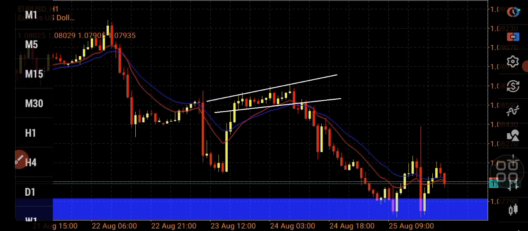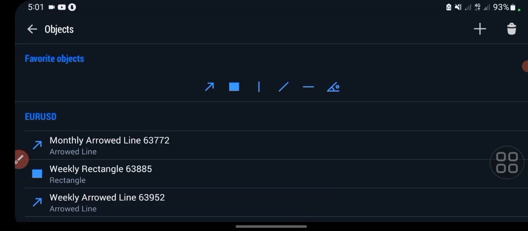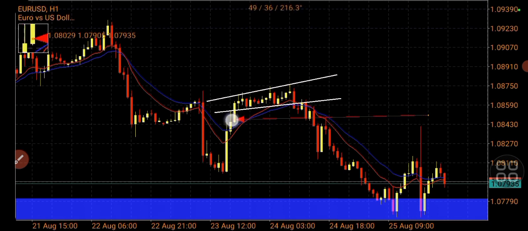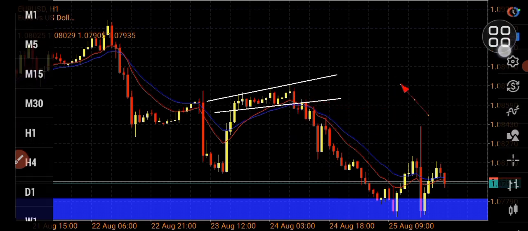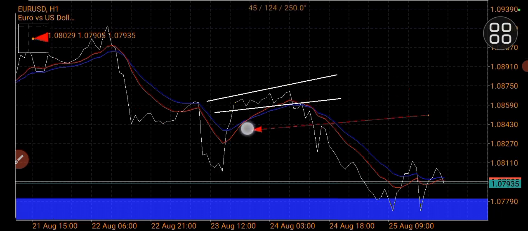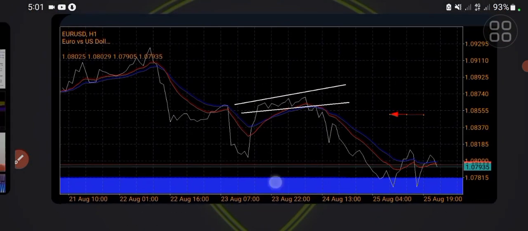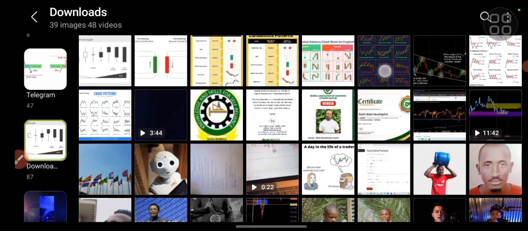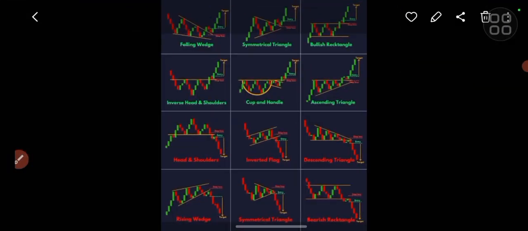Now, are you saying it's ranging? It's ranging like this, like this, like this. When it breaks, it retests and goes down. So when I use the line chart, you can see this is a sign of reversal. As you can see, it goes down, breaks, retests, and goes back. When I go and check some of the chart patterns, you will see something like that equally.